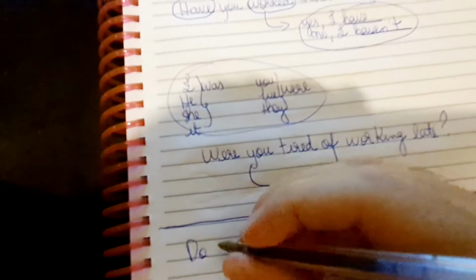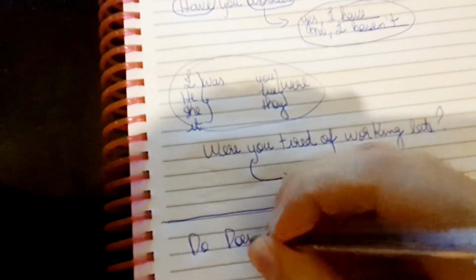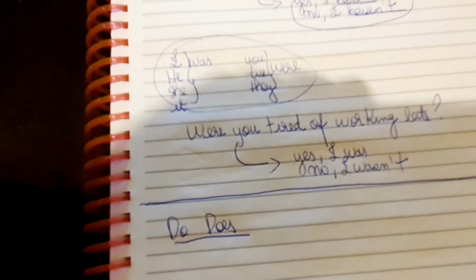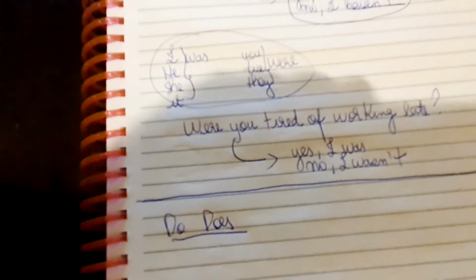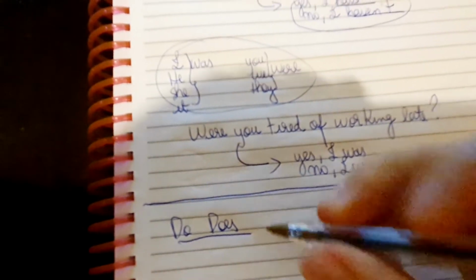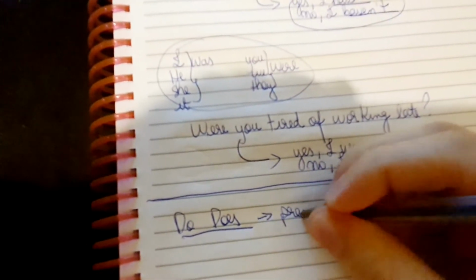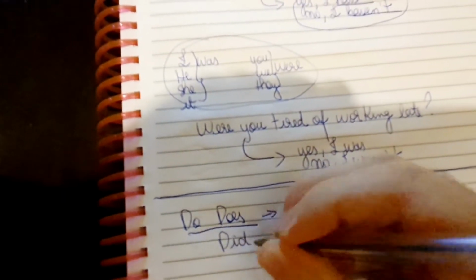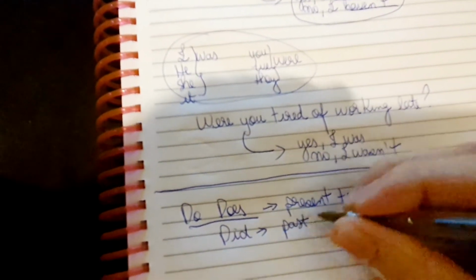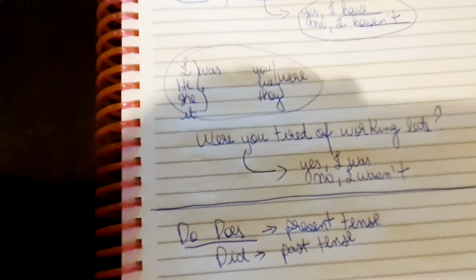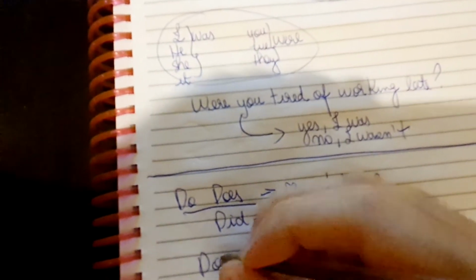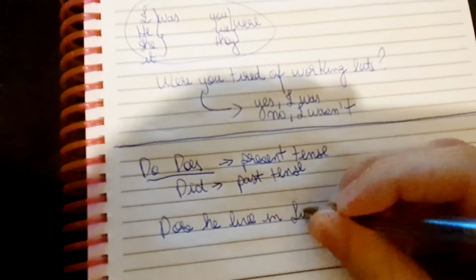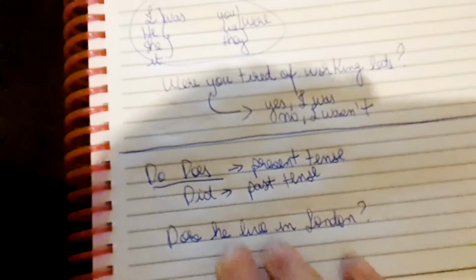How do we make questions in the present tense with verbs that require an auxiliary verb? Do and does are employed in the present tense, whereas did is employed in the past tense. So, does he live in London? Right?